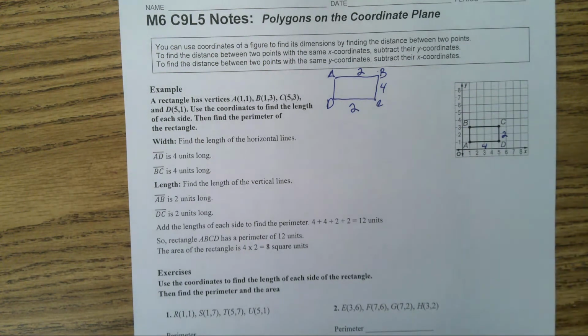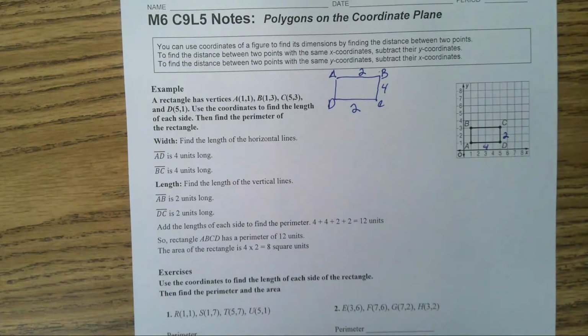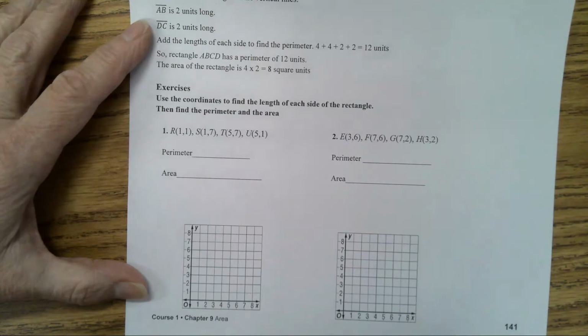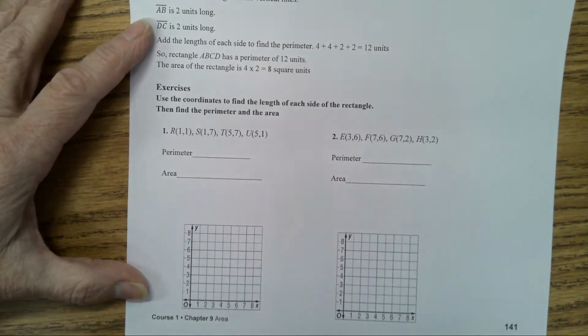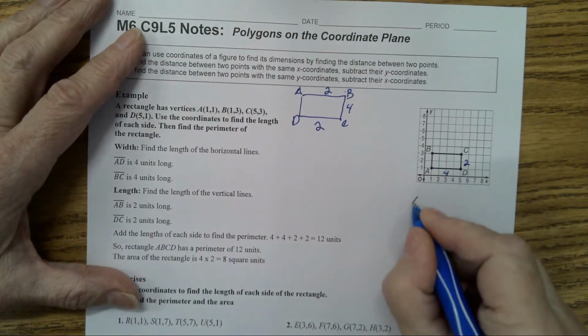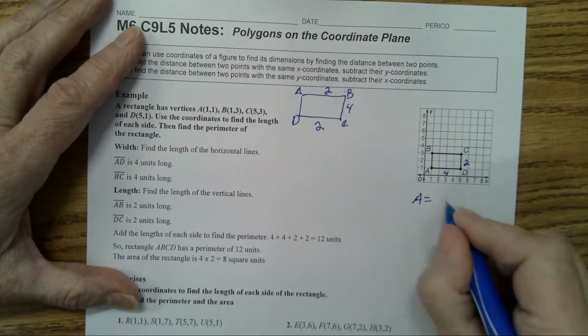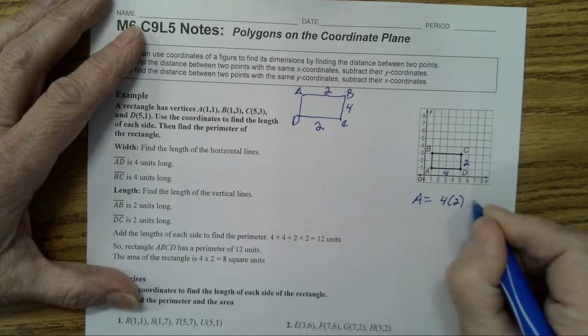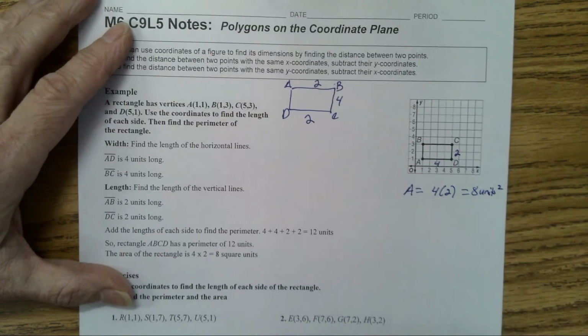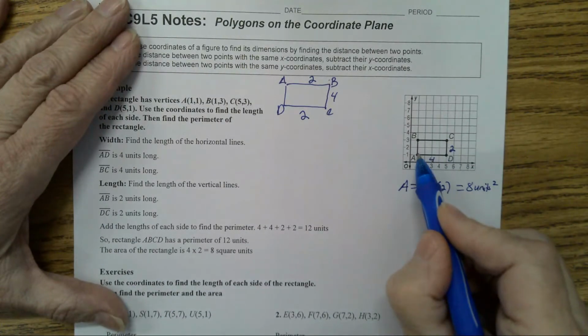All right, now we're going to go down here and we're going to practice graphing the shape. Then you're going to find the perimeter. Do you all know what perimeter is? It's the distance around the shape. So let's go back. We know the area of this shape is what? What's 4 times 2? 8. 8 units squared, right? And you could even count how many squares are 8.